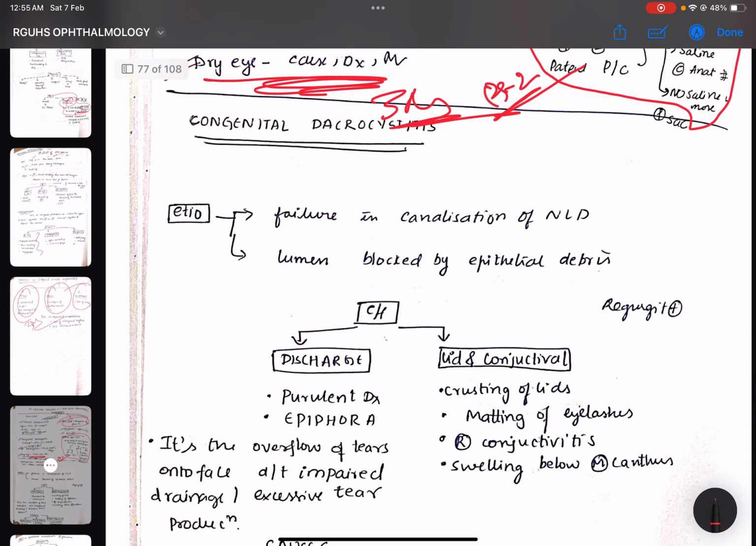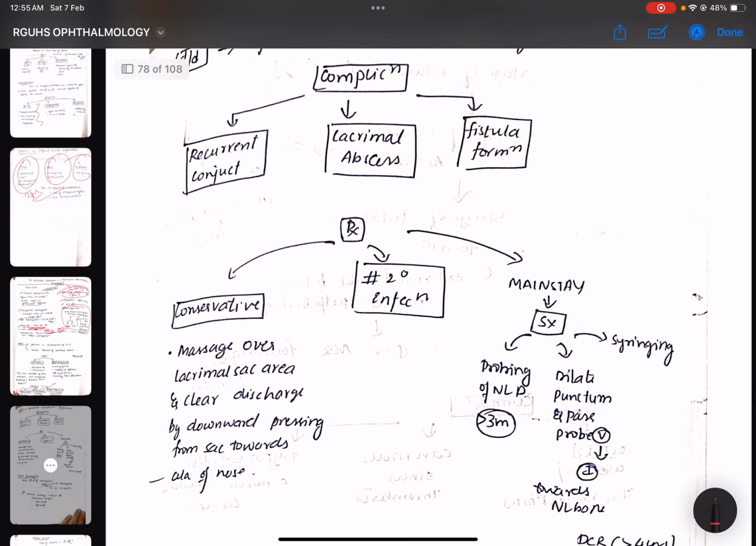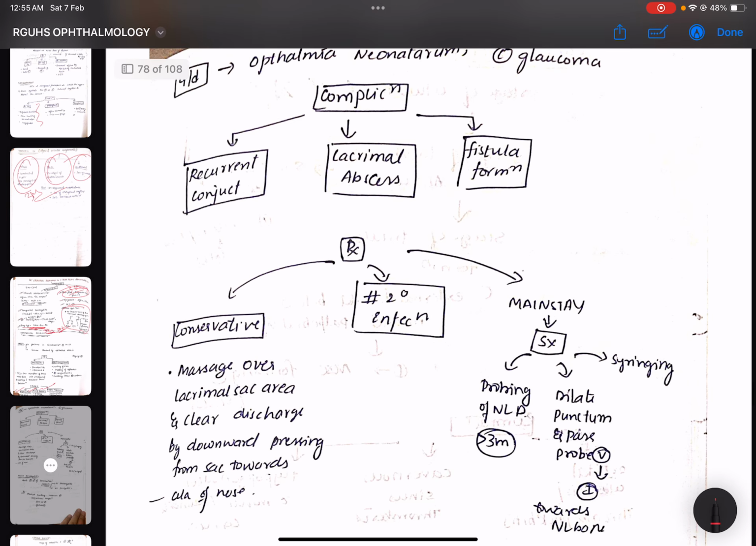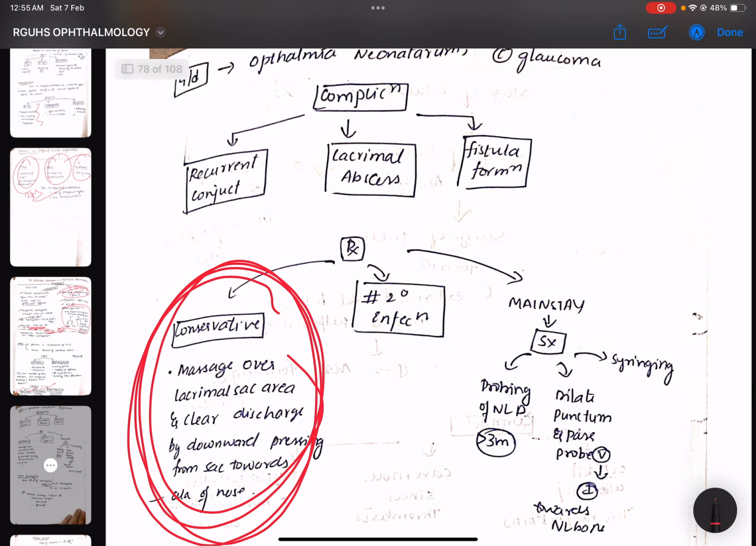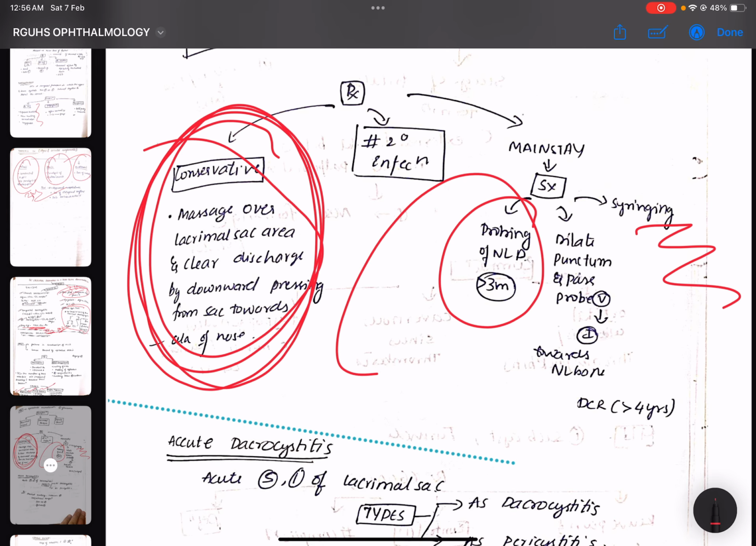If you are in pediatrics posting in the neonatal unit, I think many would have seen this case. What is the major thing? The major treatment plan is that you have to do a massage. You have to tell them to do massage in the morning, afternoon, and night. If nothing is happening, then you probe the NLD. If that is also not working, you can go for syringing.